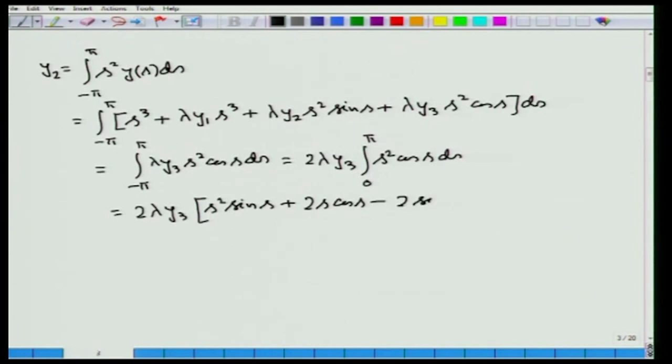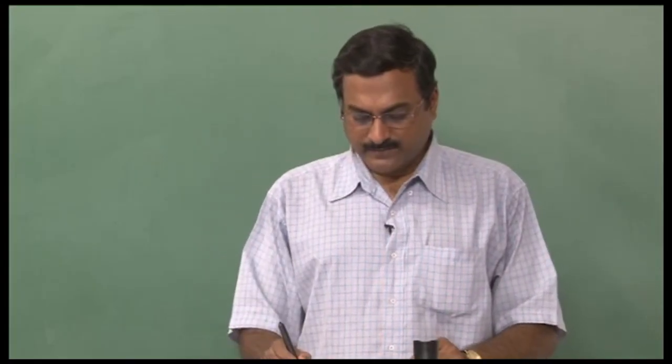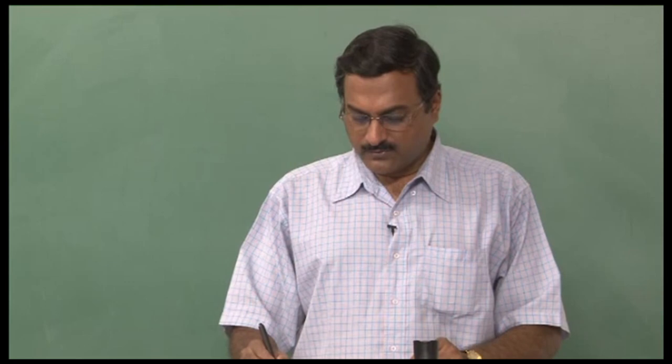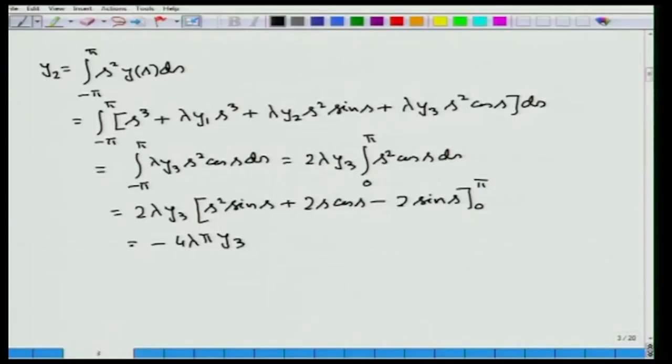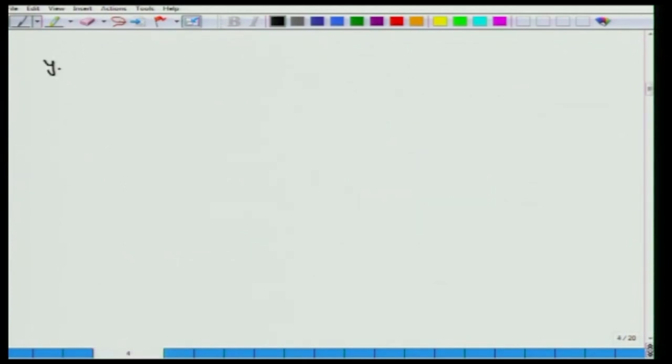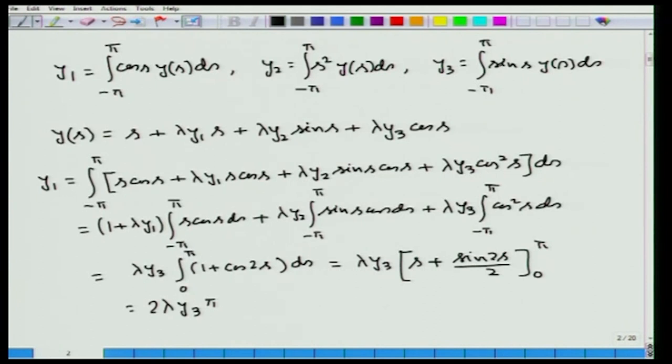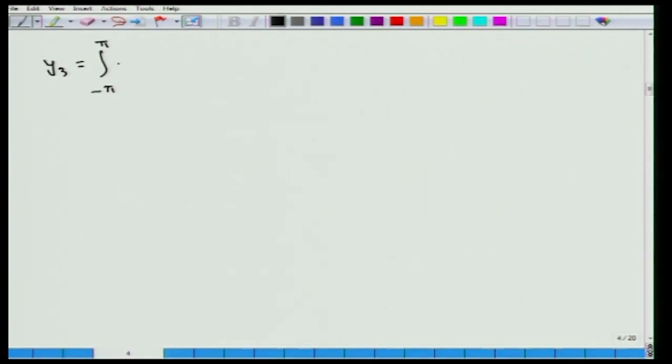cosine s minus 2 sin s limit 0 to pi, and ultimately we will be having only one non-zero term, that is from 2 s cosine s when evaluated at s equal to pi. So, substituting these lower limits and upper limits, this will result in minus 4 lambda pi y 3. And finally, for y 3, this is equal to integral minus pi to plus pi. You can recall the definition, this is minus pi to plus pi sin s y s d s.